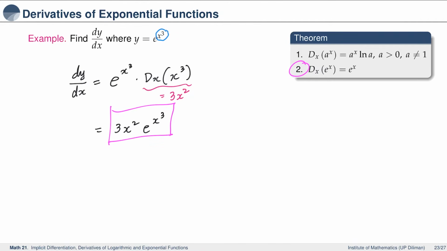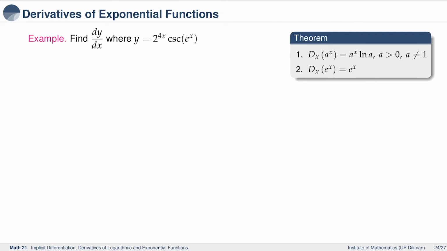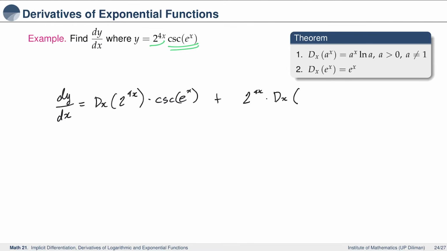Okay, let's consider another example. Let y be written as a product of 2 raised to 4x times cosecant of e raised to x. How do we get the derivative of y with respect to x here? Because y is written as a product, we mainly use the product rule. The product rule says we take the derivative of the first factor, 2 to the 4x, times the second factor, cosecant of e to the x, plus the first factor, 2 raised to 4x, times the derivative of the second factor, cosecant of e to the x.